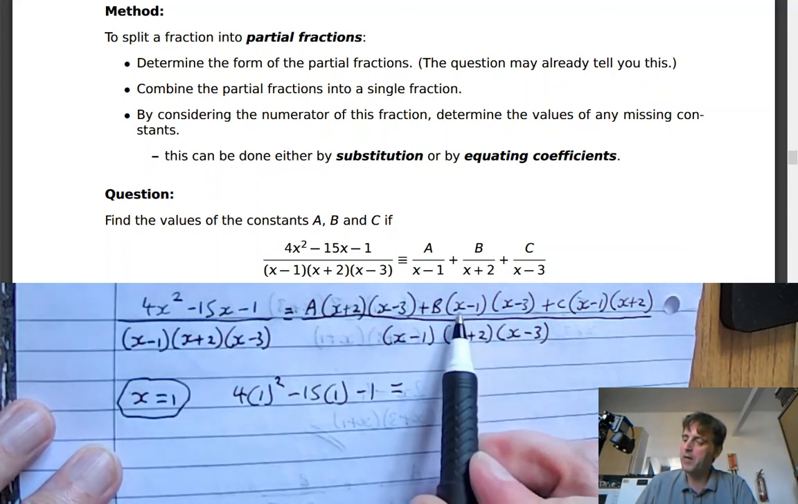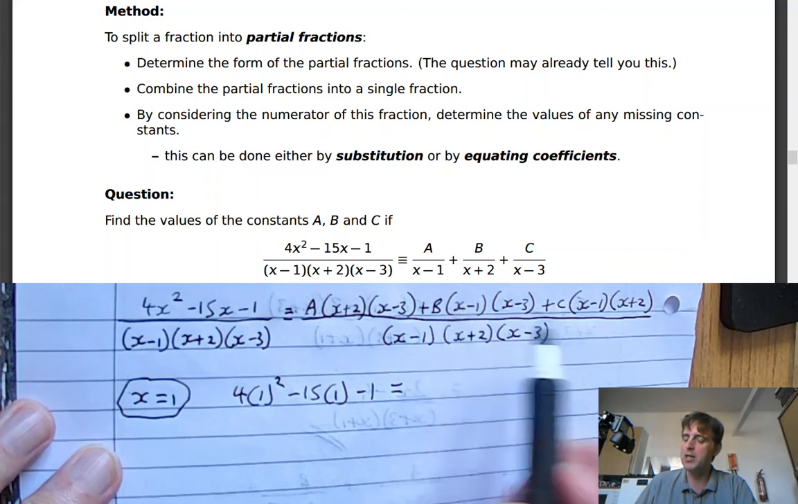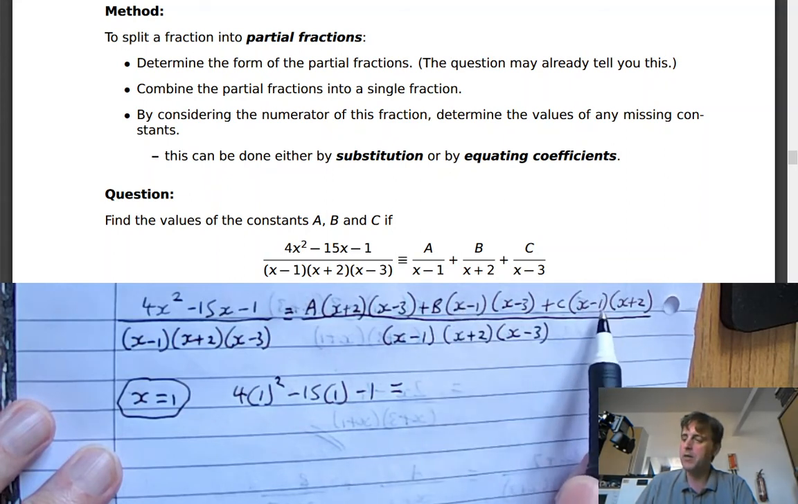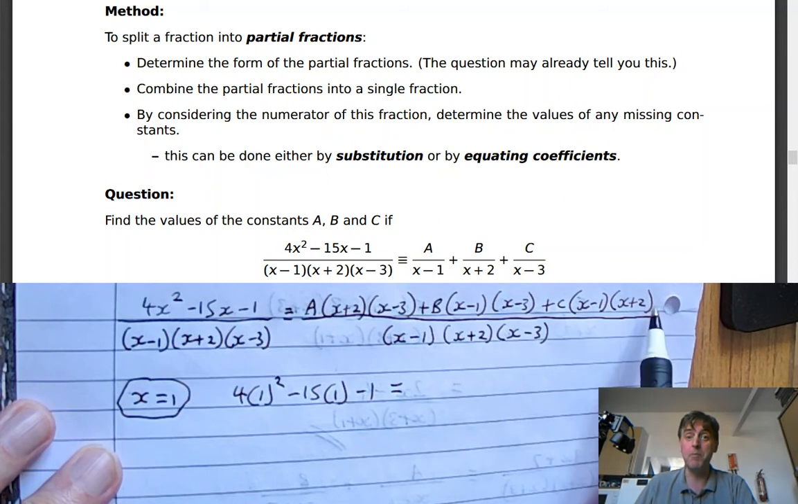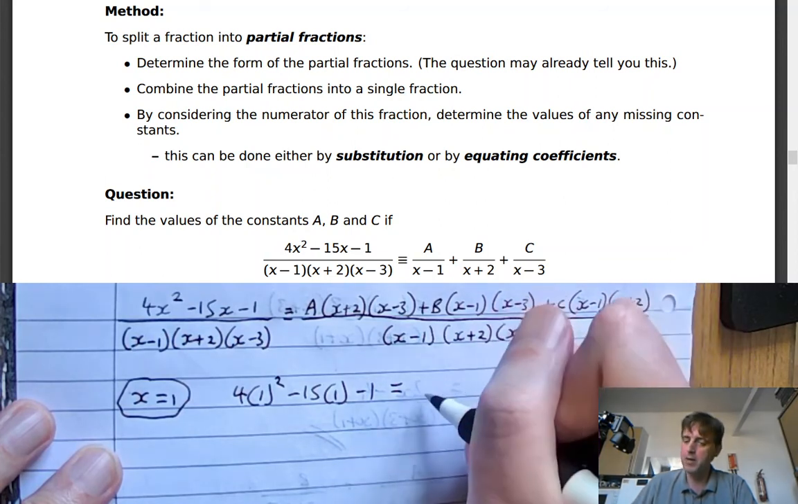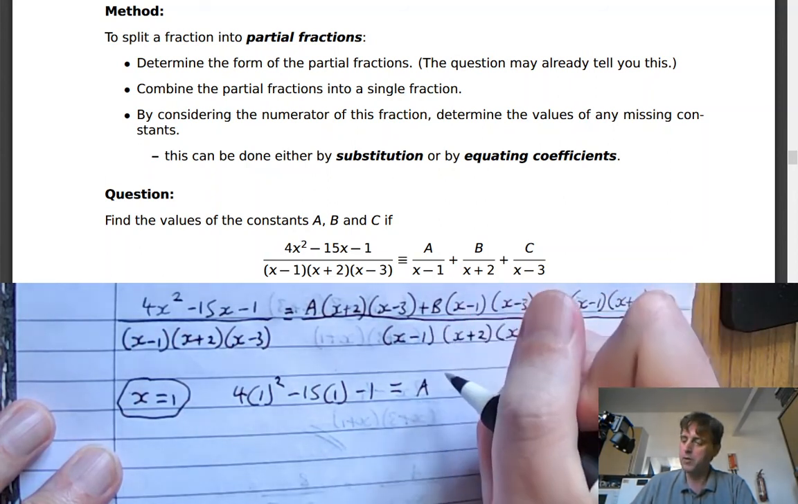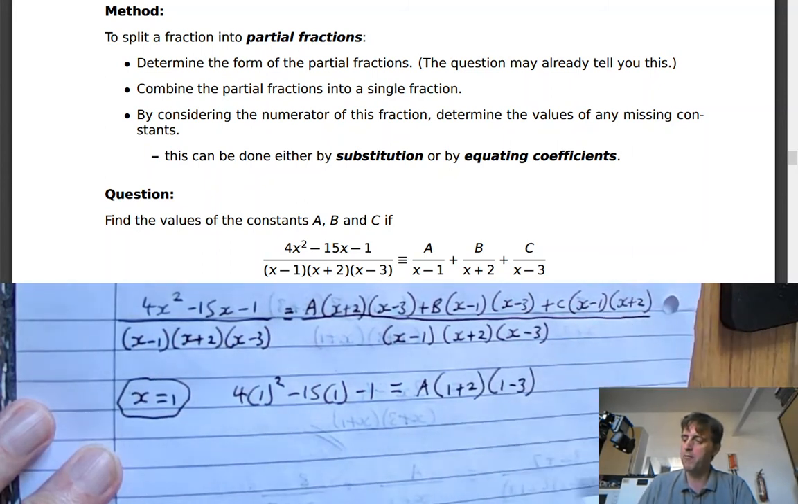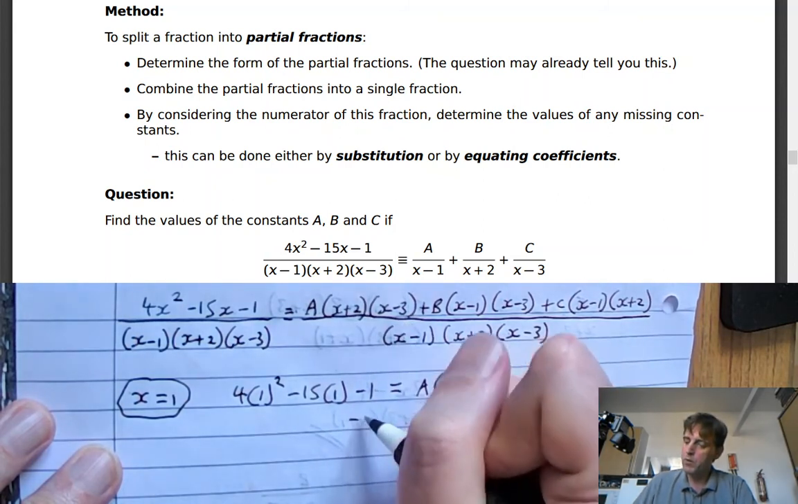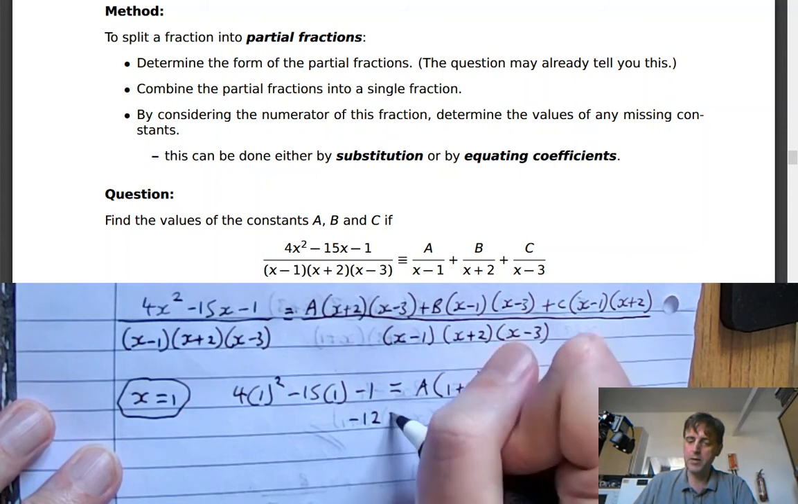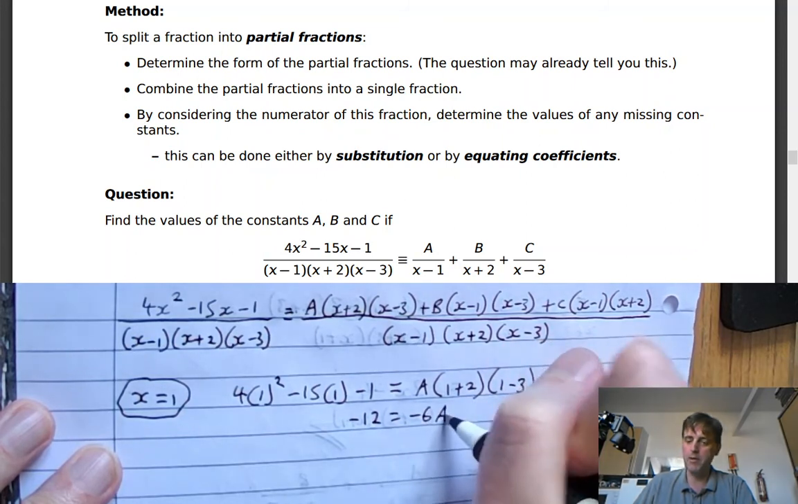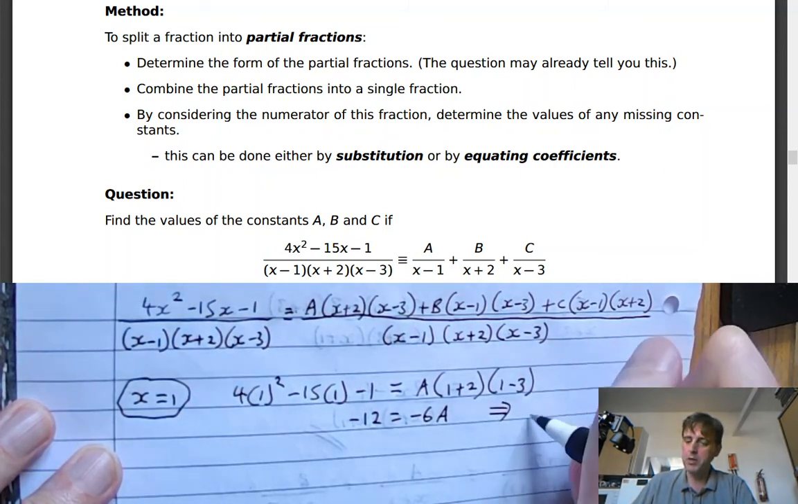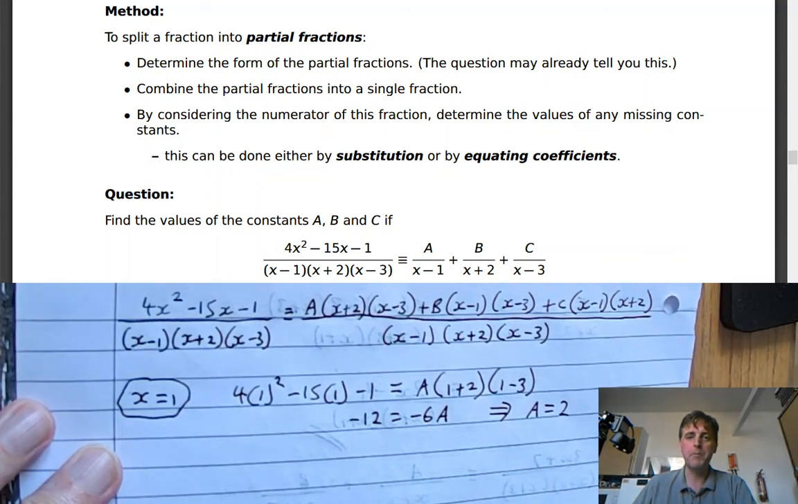But if you see here, the x minus 1 factor here and the x minus 1 factor here means that these whole terms are going to just become 0. So the only thing we're going to be left with is a times 1 plus 2 times 1 minus 3 from this term here. Simplifying that down, we end up with negative 12 on the left-hand side and negative 6a on the right-hand side. So that must mean that a must equal 2. So we're on our way.